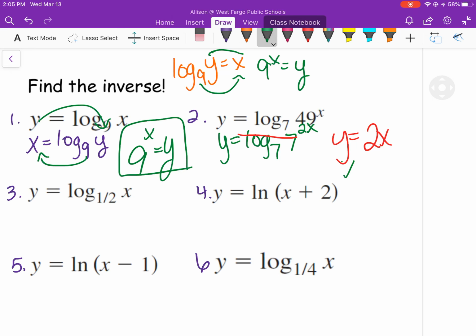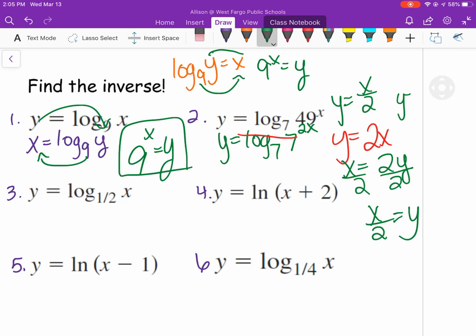Then I can switch my x and y, so x equals 2y, and then solve for y, and I get x divided by 2 equals y. So the inverse for this one is y equals x over 2, or you could say that's 1/2 x.